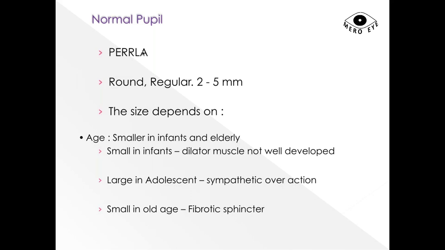And finally, as we become old, above 50 to 60 years, the pupil again becomes smaller. This is because of the fibrosis that occurs in the sphincter pupillae muscle. So we see that there is a gradual change in the size of the pupil as we age.